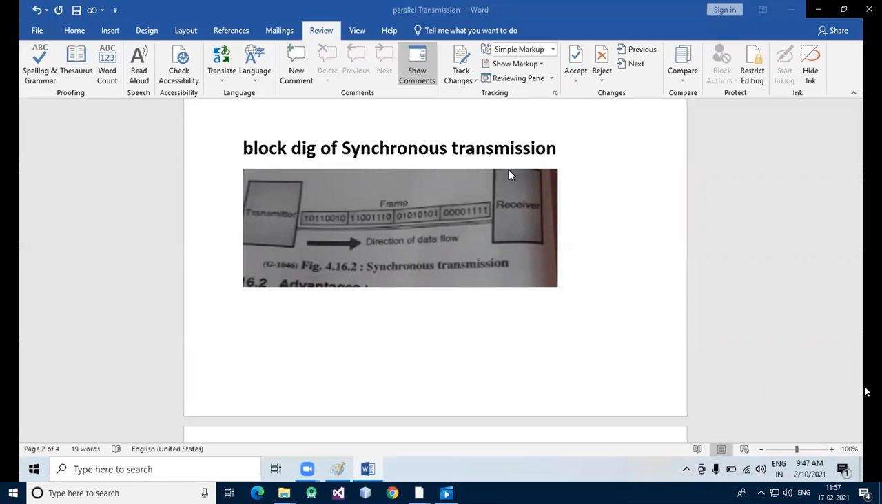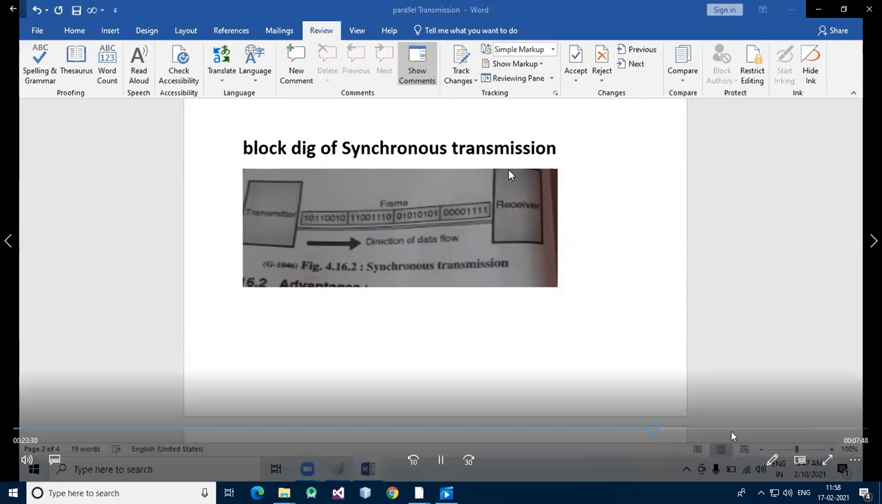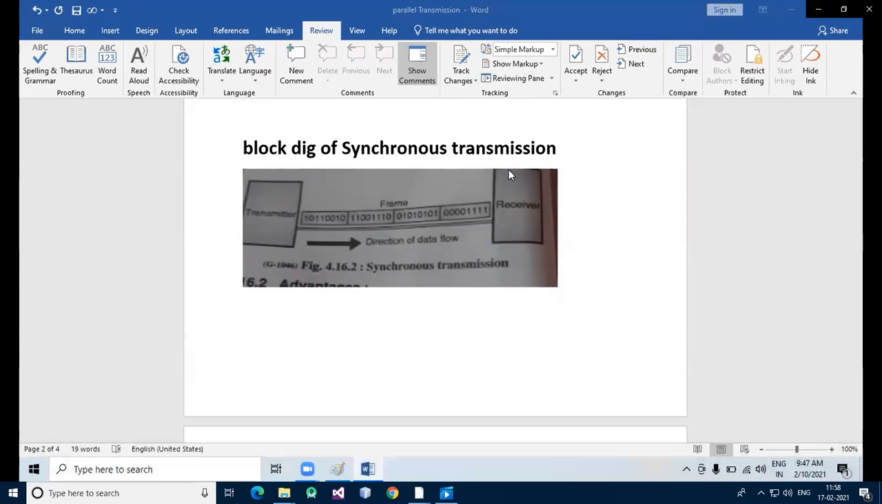Asynchronous means in asynchronous transmission synchronization is not needed. This is the first parameter. And in synchronous transmission, synchronization is required. In asynchronous transmission, start and stop bits are used, but in synchronous transmission, start and stop bits are not used. In asynchronous transmission, gaps between data blocks are present, and in synchronous transmission, gaps between data blocks are absent.